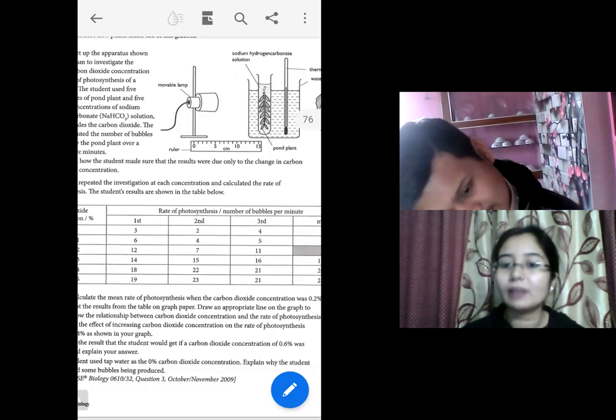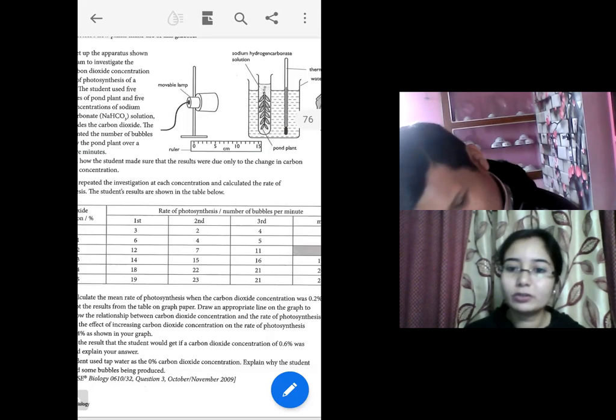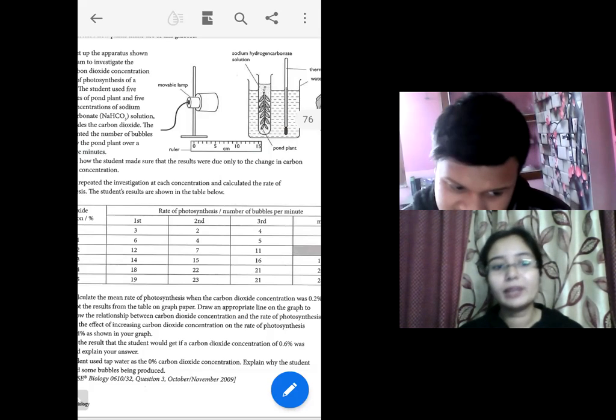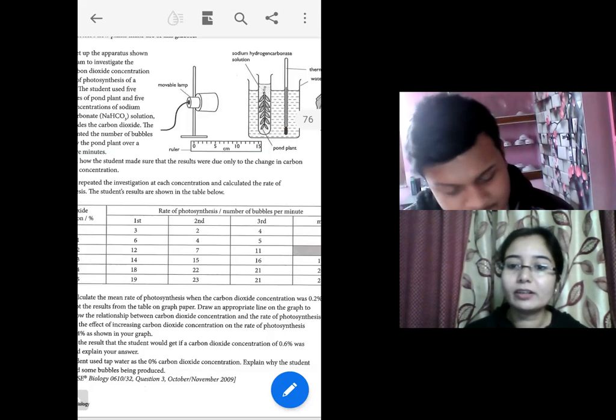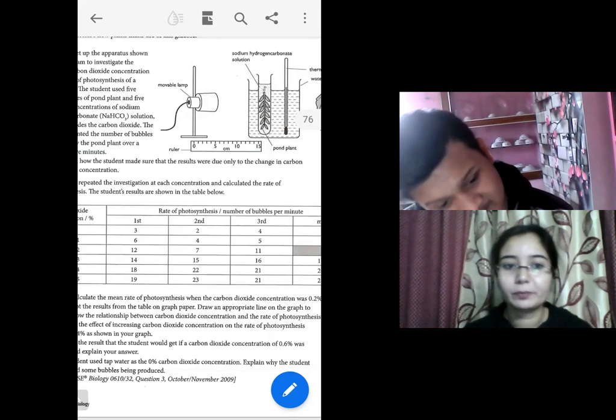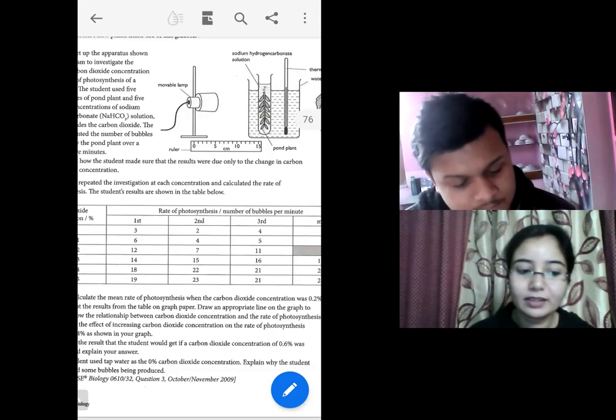Even the temperature, you can see they are using a thermometer. That means the temperature is also kept constant for all the samples. This is why they are very sure that the change in the rate of photosynthesis will be due to the change in the carbon dioxide concentration. Okay, is it clear? Is there any more problem?